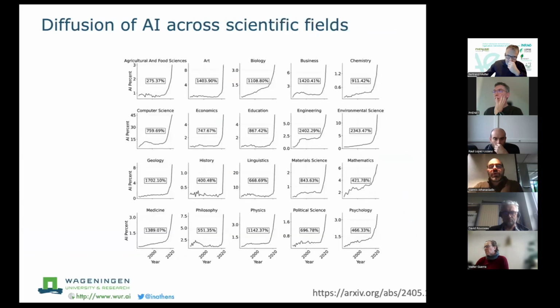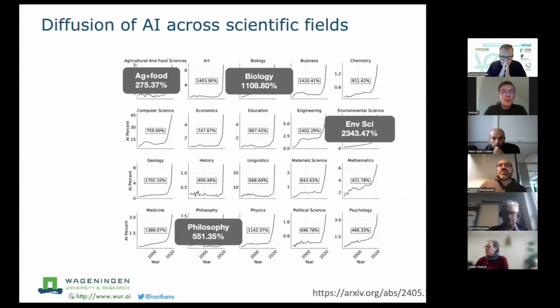However, if we look under the hood, this is a recent paper that did a bibliographic analysis on how AI has been diffused across different scientific fields. Because these numbers are a little small, let me blow them up for you. We see that it had a very big impact in environmental sciences and in biology, but out of all these fields, the one where it had the smallest impact was agriculture and food. Even in philosophy, there were more papers related to AI in the past 20 years, or the increase was bigger in philosophy compared to agriculture and food.